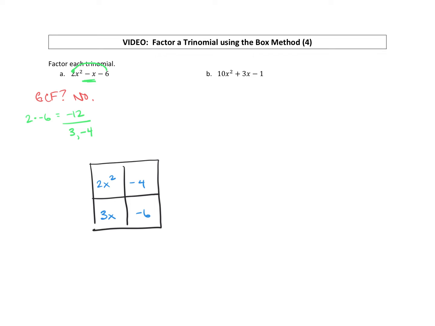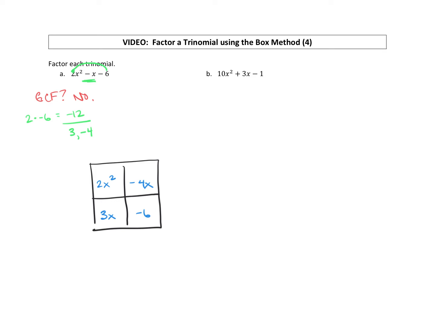Oh, and that's a negative 4x. Good catch, Mrs. Youngberg. If we had put the 3x up here and the negative 4x down here, we would get the same answer in the end. So I don't want you to worry about how we fill in the last two boxes.